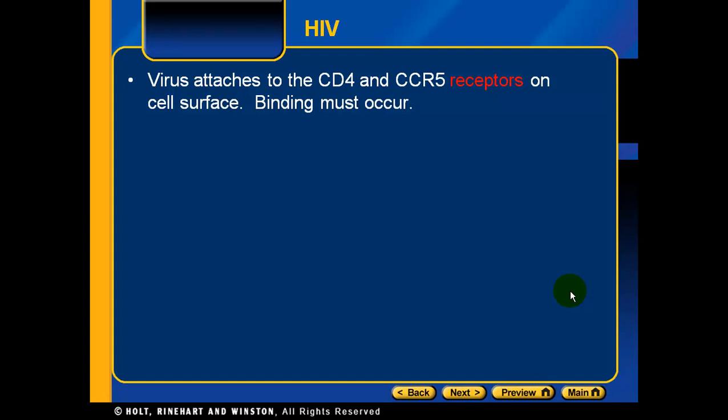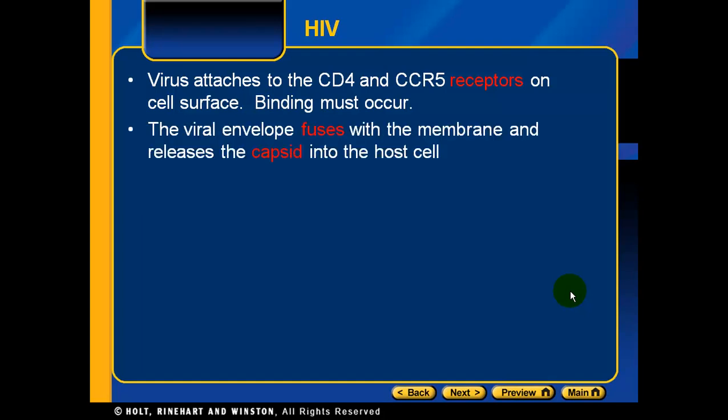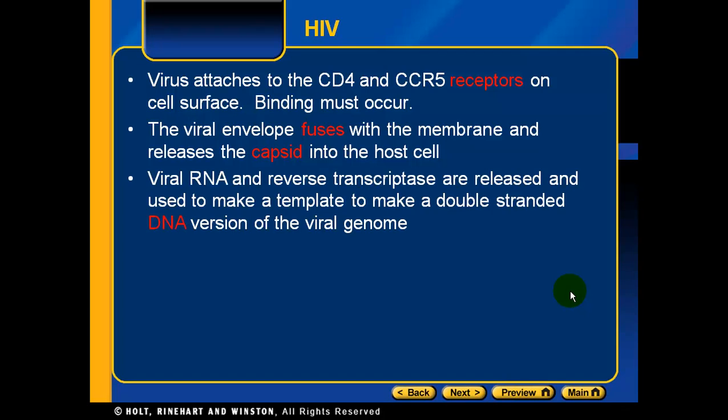For HIV, the virus attaches to specific receptors on the cells of the immune system. Those receptors have a name. They're called CD4 and CCR5. And so the binding must occur in order for the virus to attack. The viral envelope will fuse with the membrane of the cell and release the capsid into the host cell.